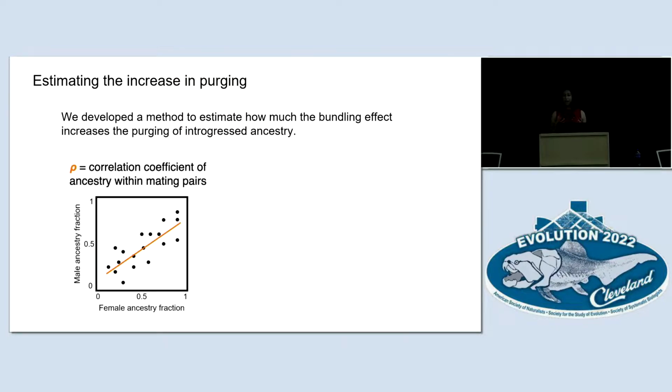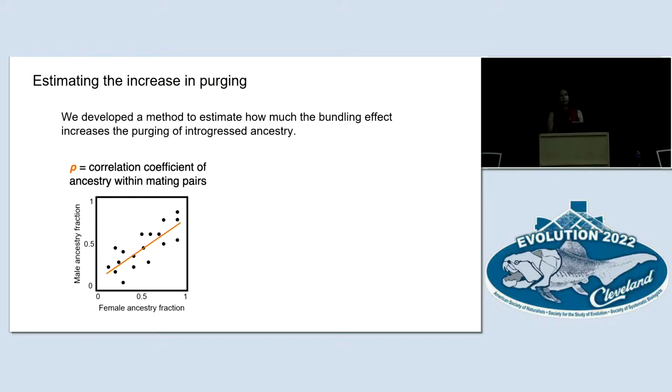And our methods were based around rho, the correlation coefficient of ancestry within mating pairs. Now, this is a very common and a very general measure of the strength of assortative mating. If we consider what happens after a single generation of assortative mating, the correlation between mates in ancestry is immediately translated into the trans-covariance in introgressed ancestry in the next generation.